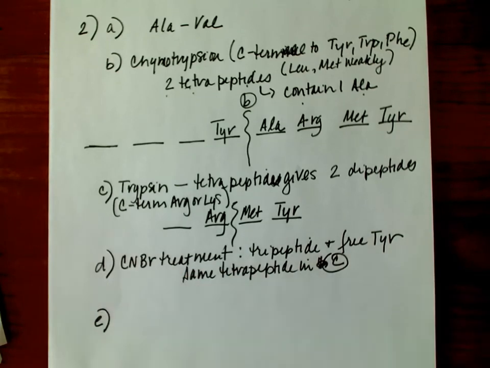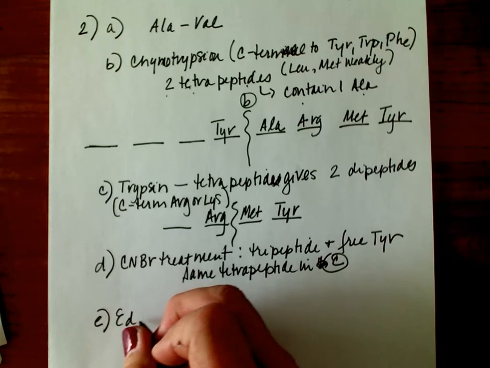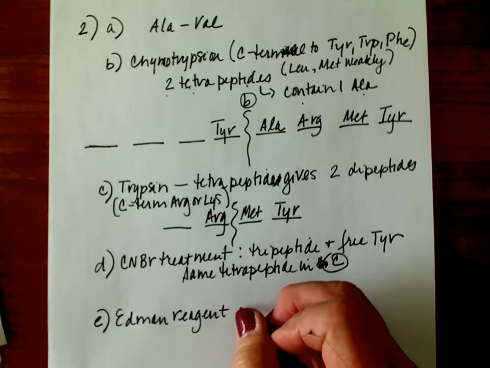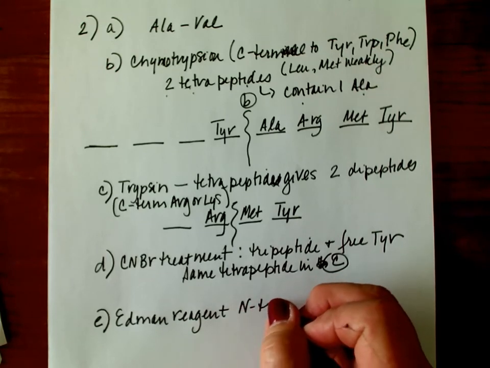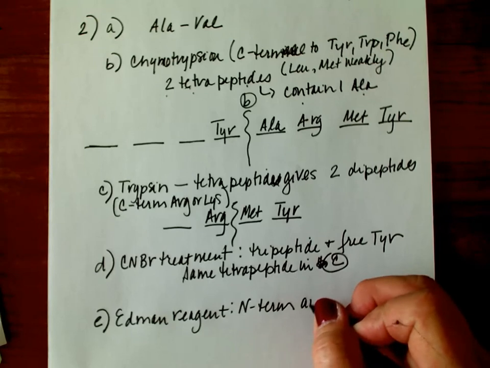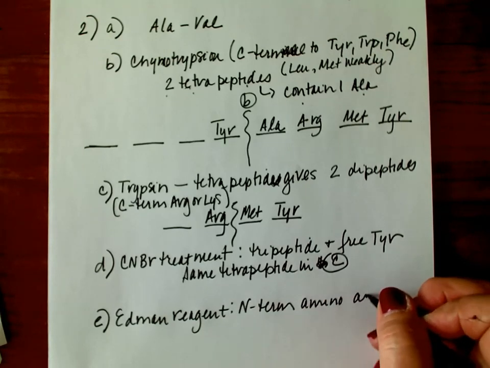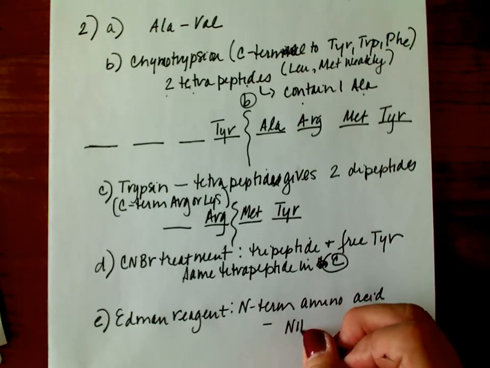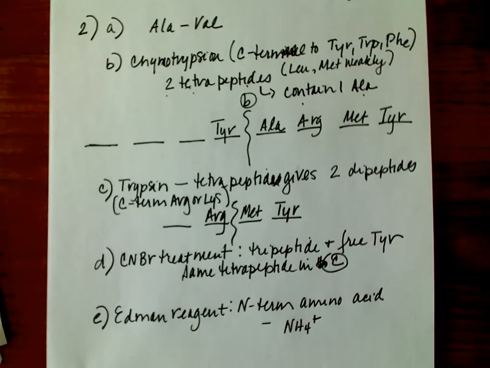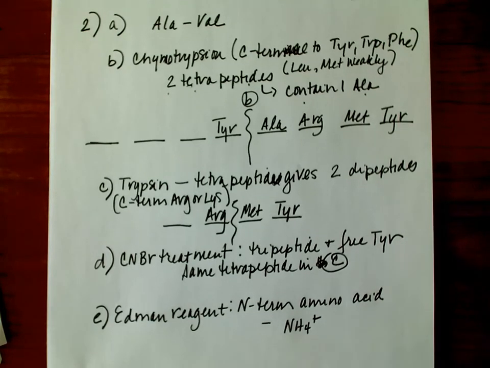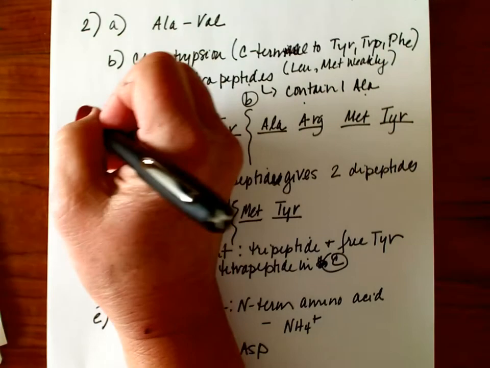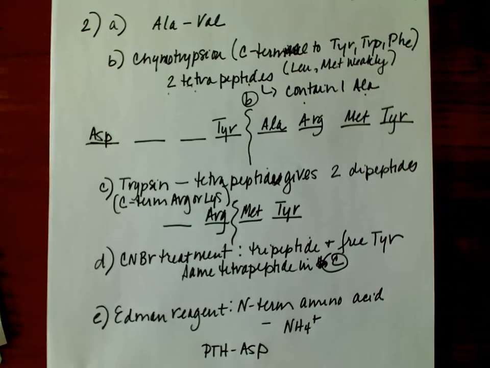So let's take a look at the last treatment, and this was with Edman reagent. So that, again, is going to identify the N-term amino acid. And that was followed by acid hydrolysis, which released that ammonium, or the alpha amino group. So that tells me, and the derivative, PTH derivative, was aspartic acid. So aspartate is in the first position.